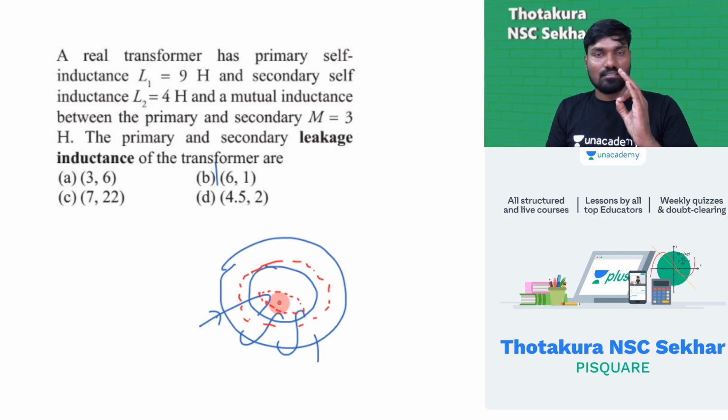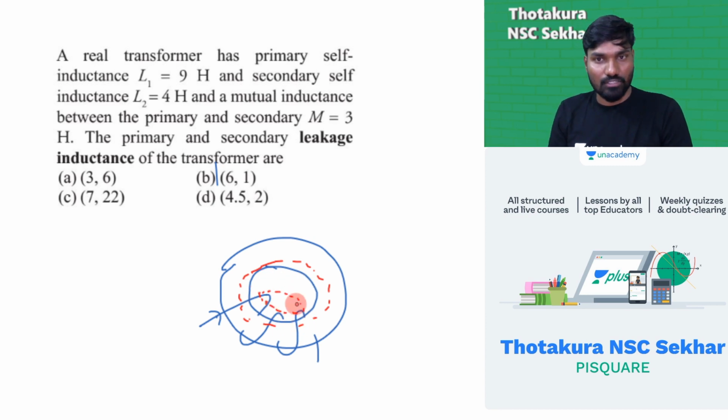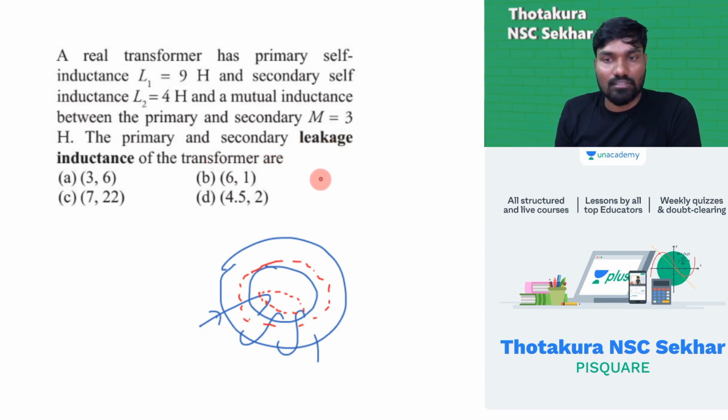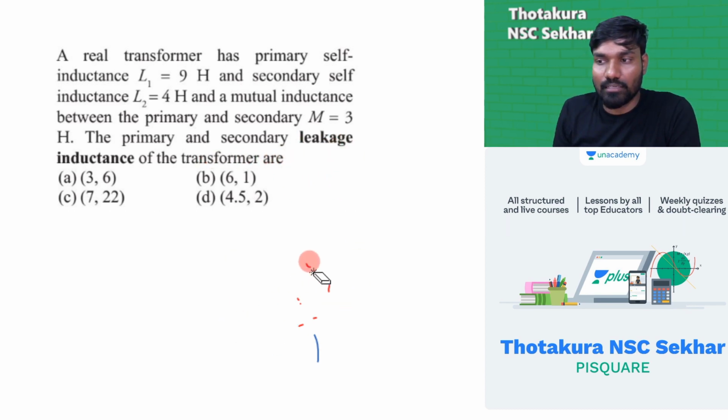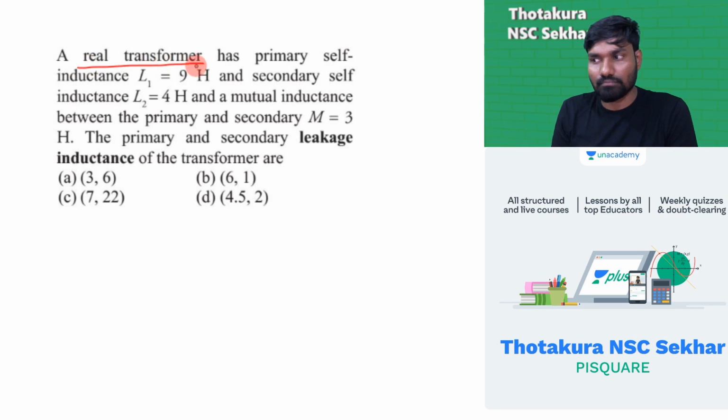In the ideal case, there should not be any leakage flux. But there is no ideal case, it is just for study purposes. Now, keeping this in mind, it is asked what the primary and secondary leakage values are in the case of a transformer structure. Okay. Now, how do you do it?